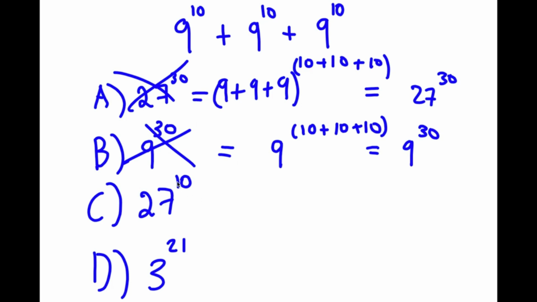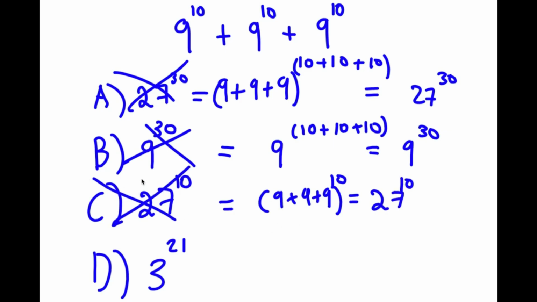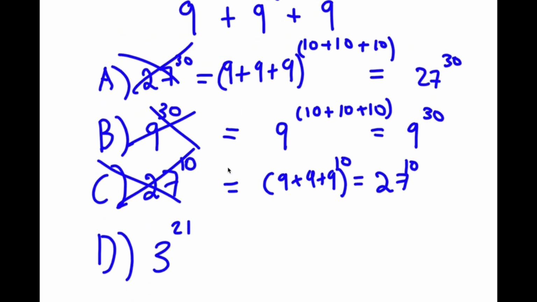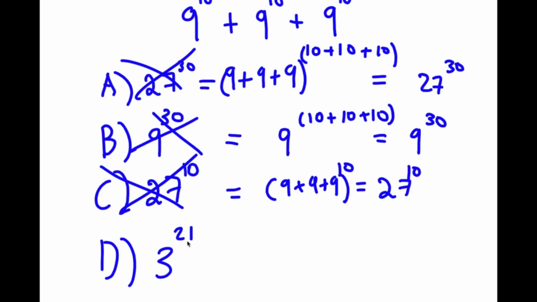Now for C, we have 27 to the power of 10. How you get this is you add all the bases and keep the exponent the same. So you do 9 plus 9 plus 9 to the power of 10. We keep the exponent 10 the same. 9 plus 9 plus 9, that's 27. So we have 27 to the power of 10. That's how you got this answer. And that is wrong as well. That's not the right way to add exponents. Finally, we have 3 to the power of 21. And by process of elimination, this is obviously the right answer.